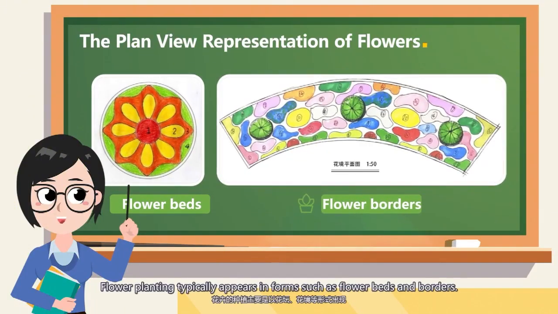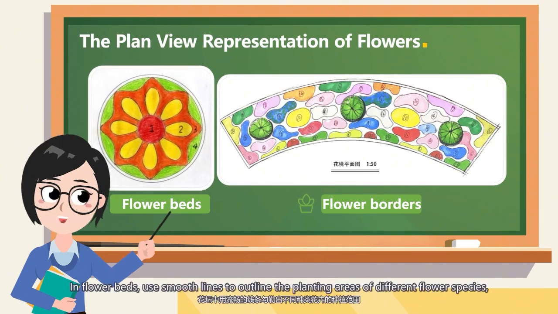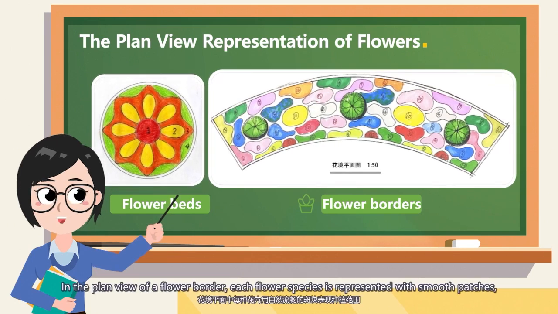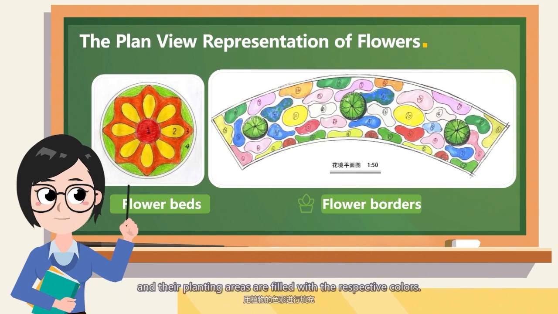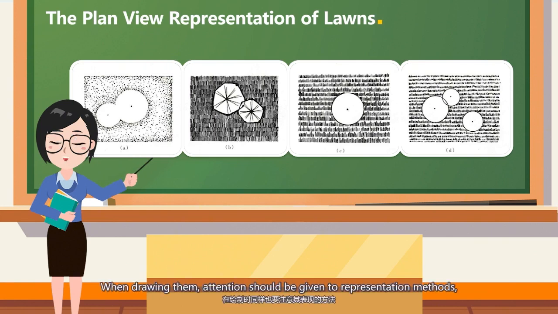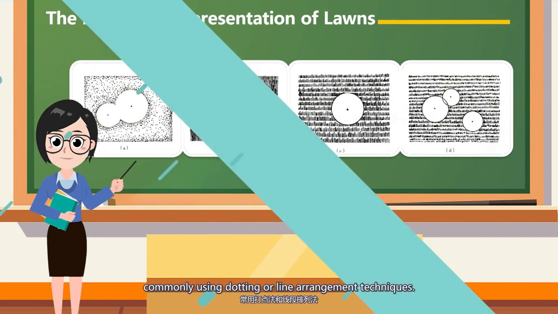Flower planting typically appears in forms such as flower beds and borders. In flower beds, use smooth lines to outline the planting areas of different flower species, then fill them with colors. In the plan view of a flower border, each flower species is represented with smooth patches, and their planting areas are filled with the respective colors. In garden landscapes, lawns often cover a large area as the landscape base. When drawing them, attention should be given to representation methods, commonly using dotting or line arrangement techniques.